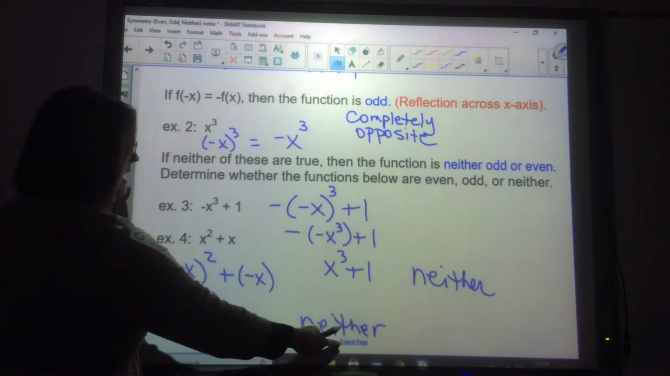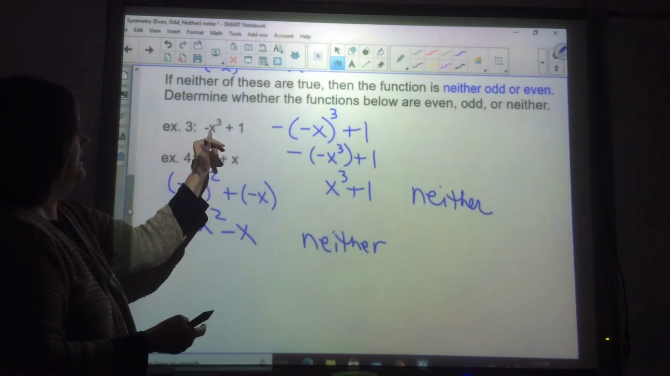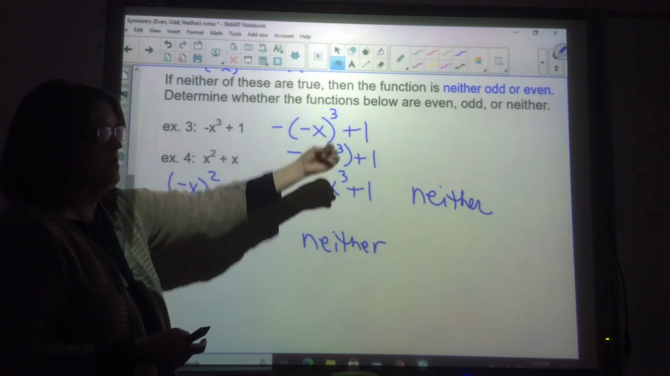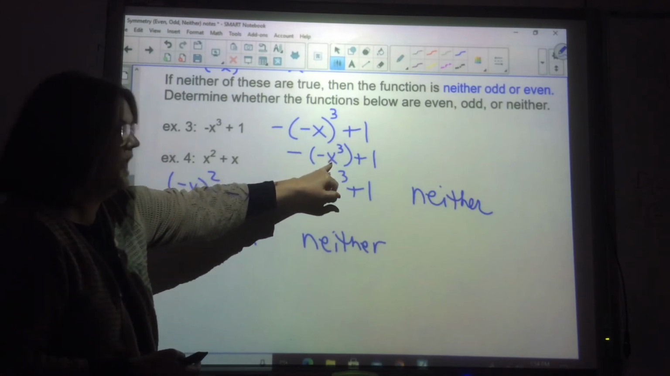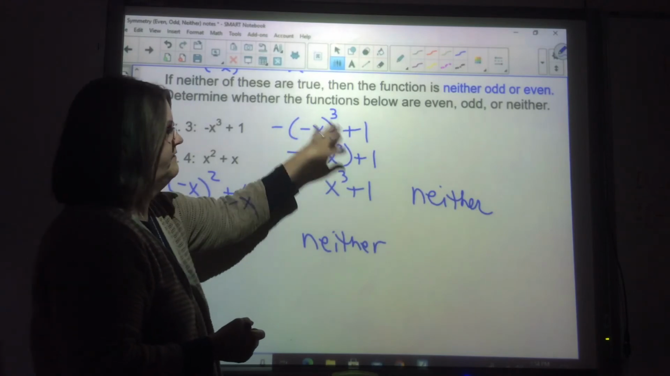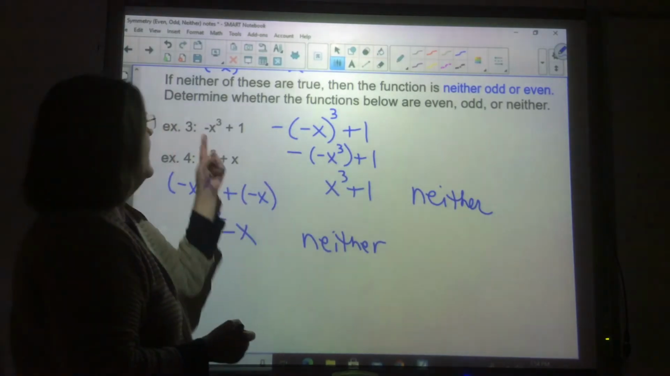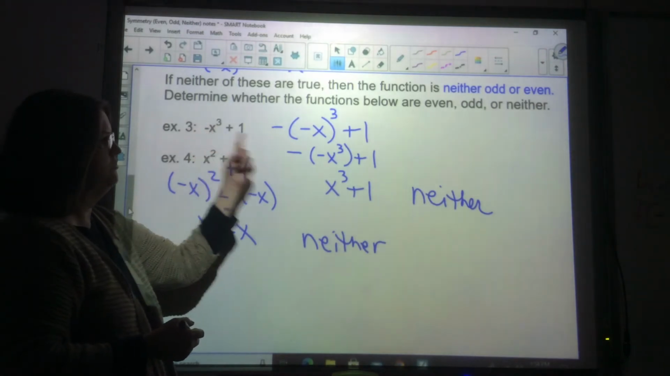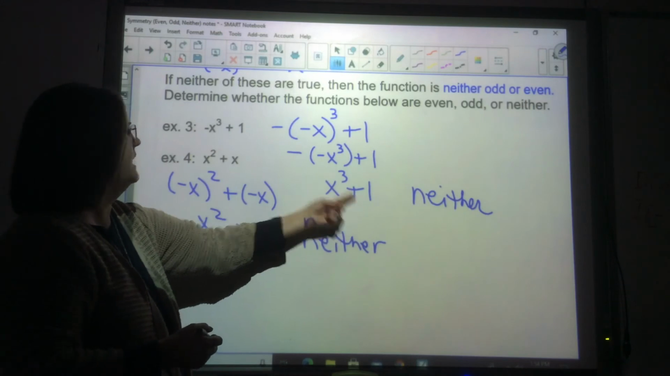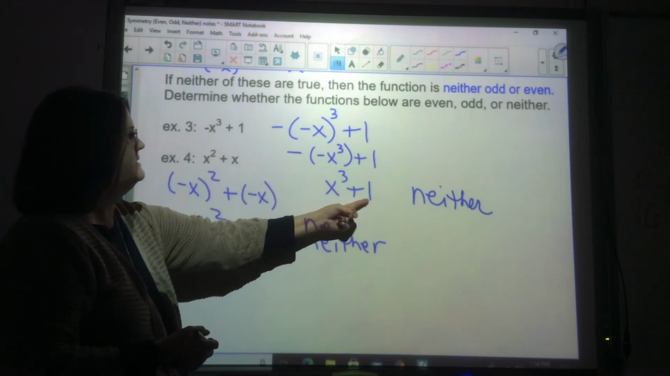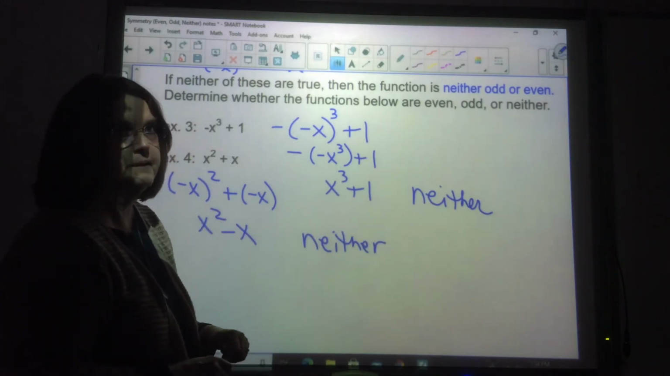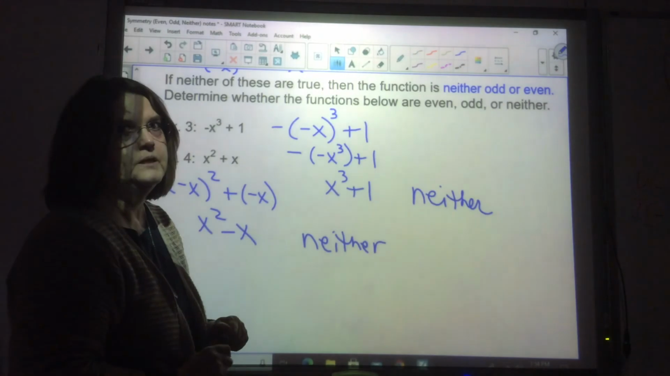Okay, so I've worked both of these out. I've got negative x cubed. If you put negative x into that, to the third power, that's going to give you negative x cubed, and negative x cubed is positive x cubed plus 1. Even if you don't understand all that sign stuff that I just said, remember that if it has an odd exponent, the sign will change when you throw that in, and this changed. Now the plus 1 is the same. This is different, but this is not different. So therefore this is neither. Remember, it has to be completely opposite to be odd and completely the same to be even.